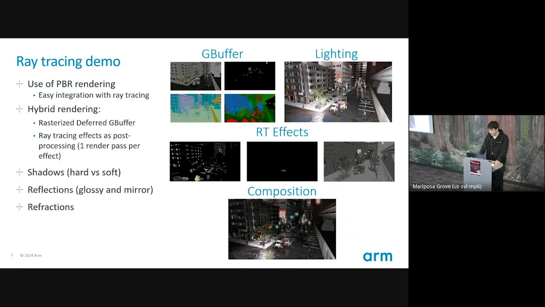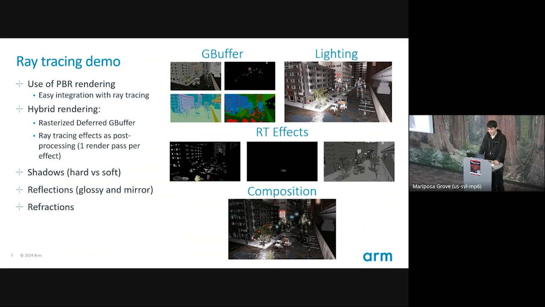For this presentation, we will use our internal ray tracing demo, which I have shown some of you at our booth, and that I can show you later if you're more interested. We're using physically based rendering materials because they're very easy to integrate with ray tracing, as I will explain later. We have hybrid rendering. We will have a G-buffer computed using a raster pipeline. This is illuminated using classic deferred illumination.